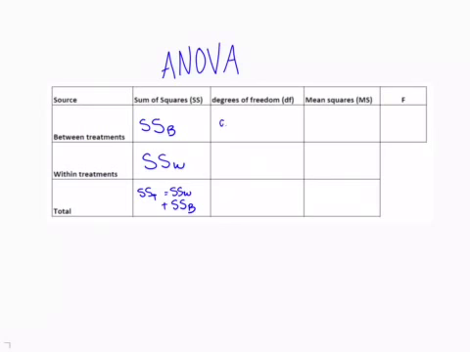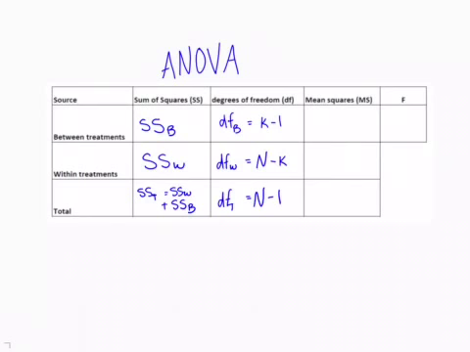Here's the degrees of freedom. The degrees of freedom between is the number of treatments, or K, minus 1. The degrees of freedom within is the total number of observations, or capital N, minus K, the number of treatments. And the degrees of freedom total is the total number of observations minus 1.